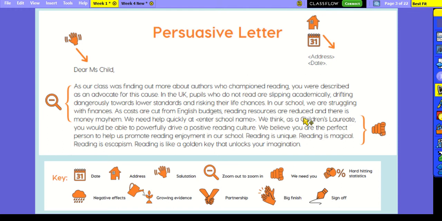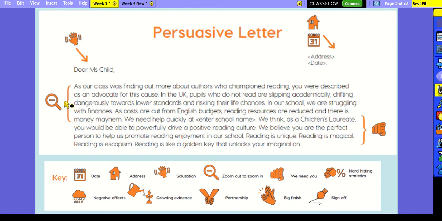We think as a children's laureate, you would be able to powerfully drive a positive reading culture. So a children's laureate is the special author chosen to write for children in a country. We believe you are the perfect person to help us promote reading enjoyment in our school. Reading is unique. Reading is magical. Reading is escapism. Reading is like a golden key that unlocks your imagination.